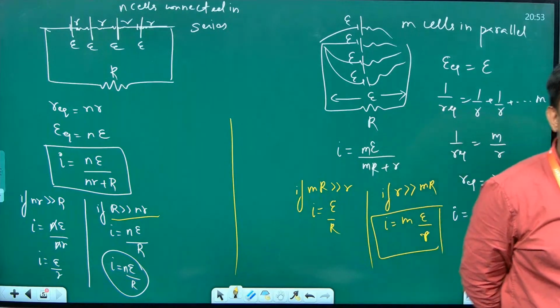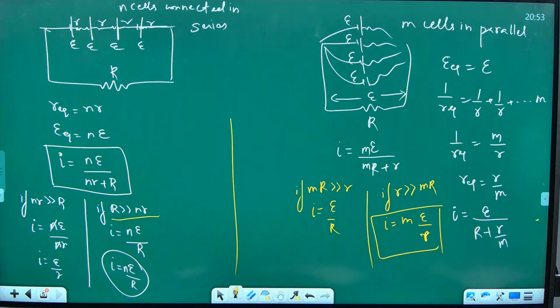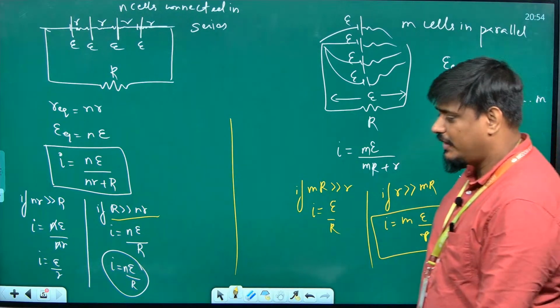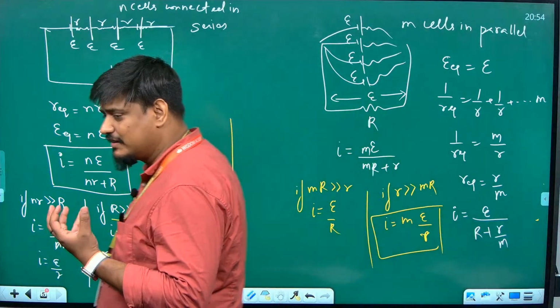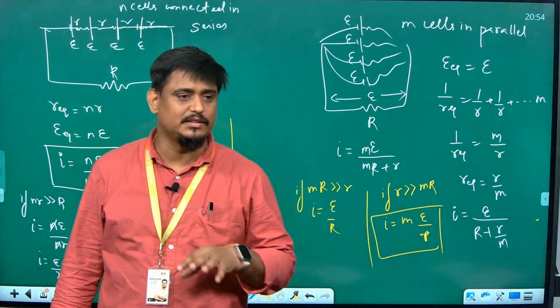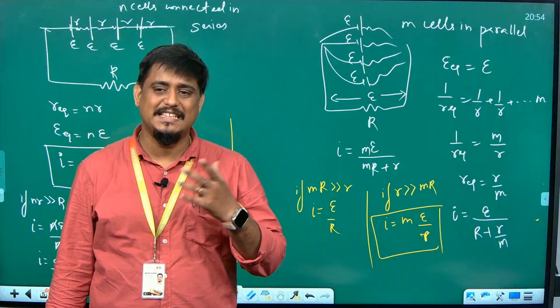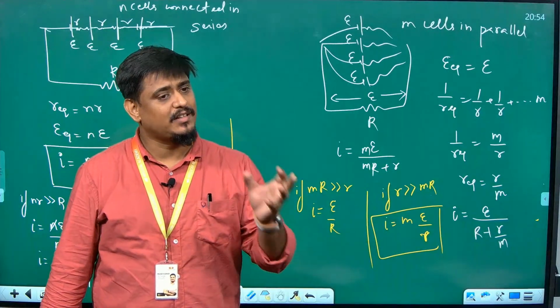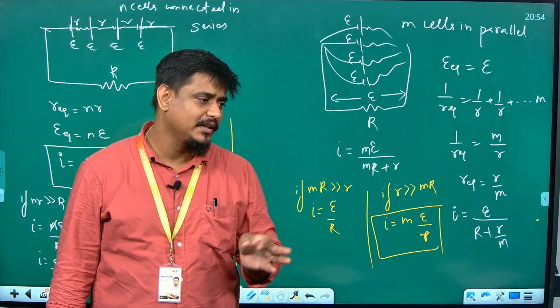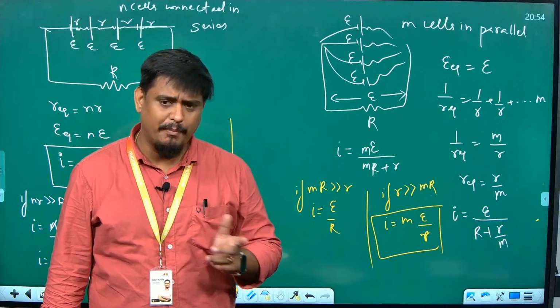Done? Everybody? You must have a doubt if you are really learning that when external resistance is much more than internal resistance, we go for series connection. When external resistance is much less than internal resistance, we go for parallel connection.